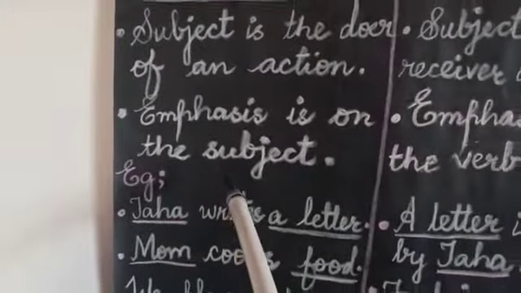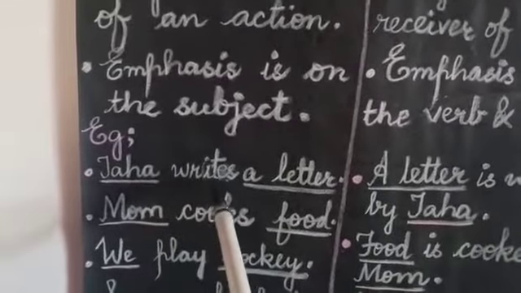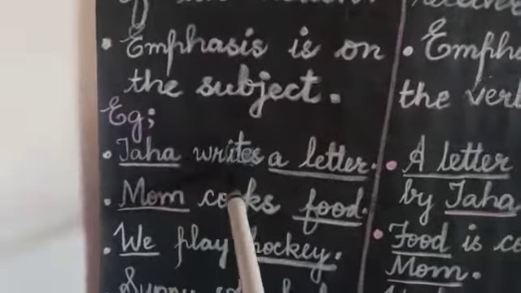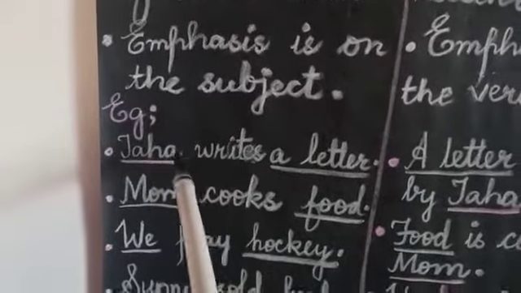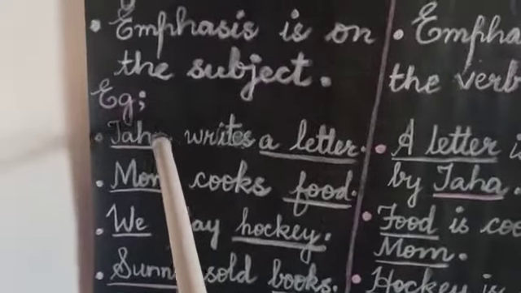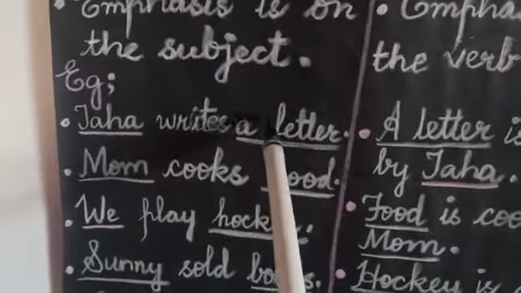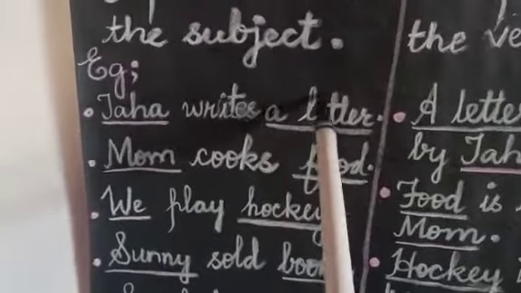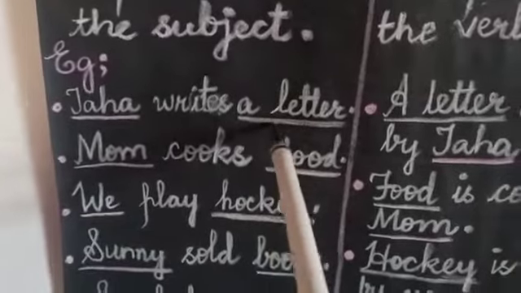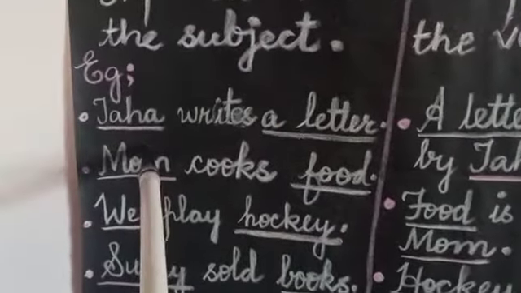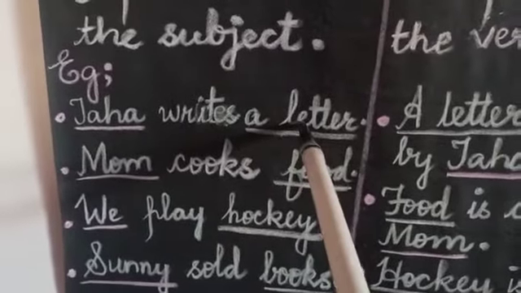You see, my dear students, Taha writes a letter. You see in this sentence, Taha writes. Who writes? Taha writes. So Taha is the doer of this action and she is the subject here. So Taha writes what? A letter. Simple. So a letter is the object because it is acted upon. So Taha writes a letter. Here Taha is the subject and a letter is the object.